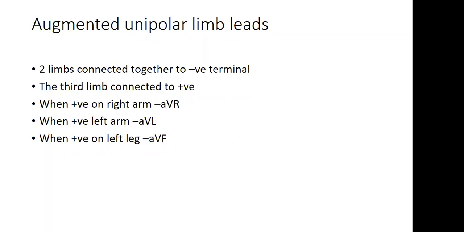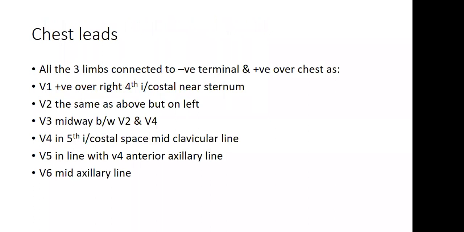Now we are left with the chest leads, in which all three, that is the right arm, the left arm, and the left leg, are connected together and made zero. They are connected to the negative terminal. You are left with the positive, and now you look, all the limbs have been used. Where to put the positive? The positive is put over the chest, and that's why we record the chest leads.